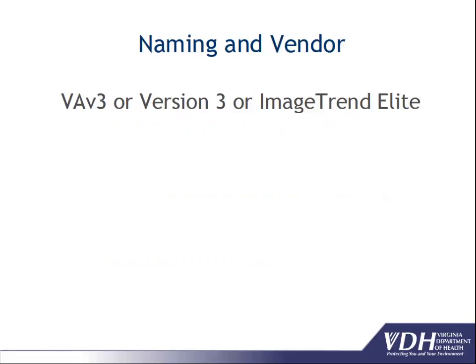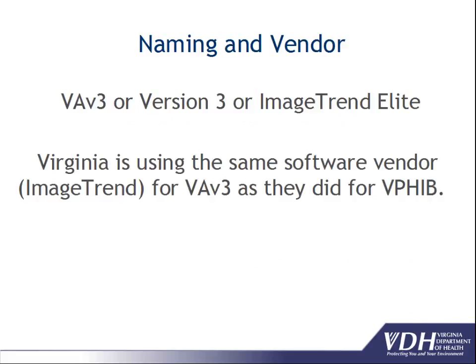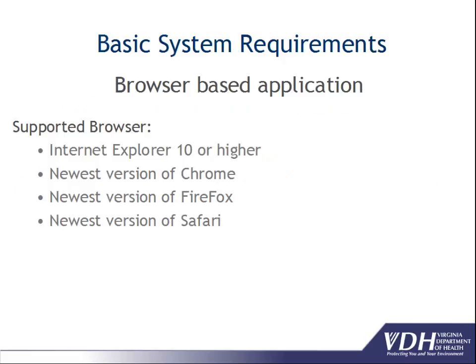You will sometimes hear VAv3 referred to as version 3 or ImageTrend Elite. Don't get confused. They are all the same. For our training and transition purposes, we are going to refer to the new system as VAv3 and the current system as VPHIB. Since VPHIB programs were developed by ImageTrend, the state decided to stay with the same vendor. This helps in the fact that, where possible, terminology and functionality are the same.